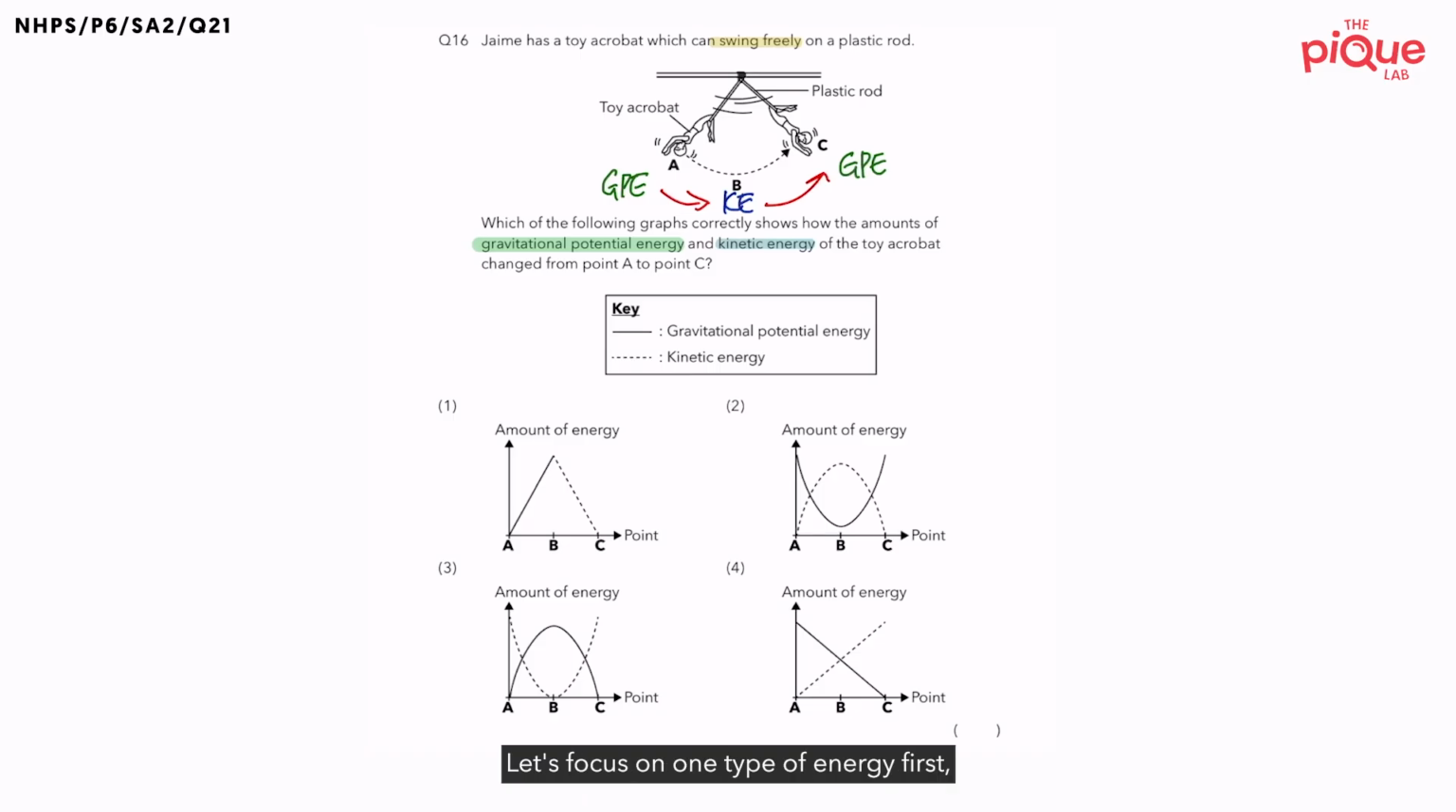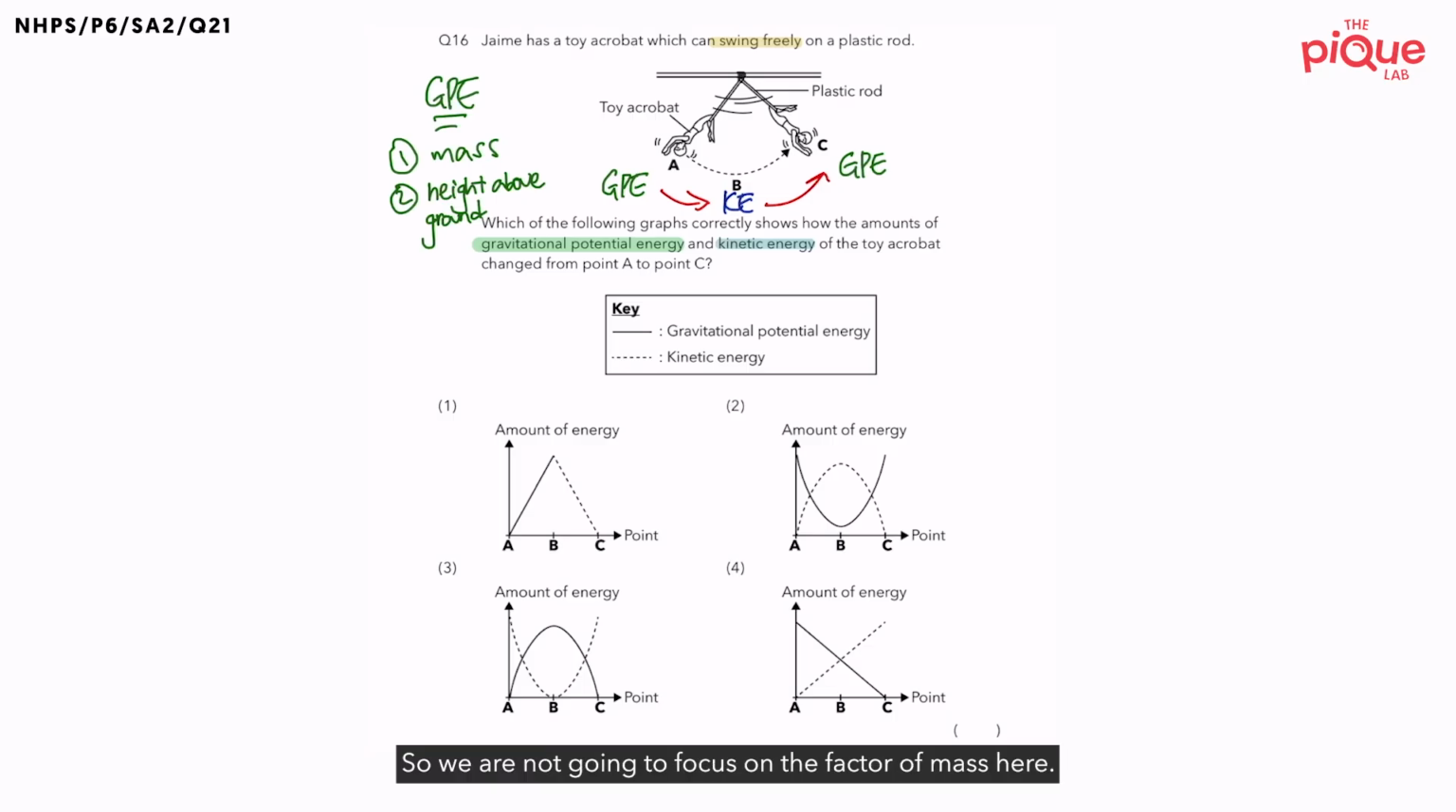Let's focus on one type of energy first and look at gravitational potential energy. Can we recall the two factors that affect gravitational potential energy? We say that gravitational potential energy is affected by mass and height above ground. Now, when the toy swings from A to C, do you think its mass changes? No, if it did, then Mr. Gerard would also like to play on swings like this to become lighter. So we are not going to focus on the factor of mass here.